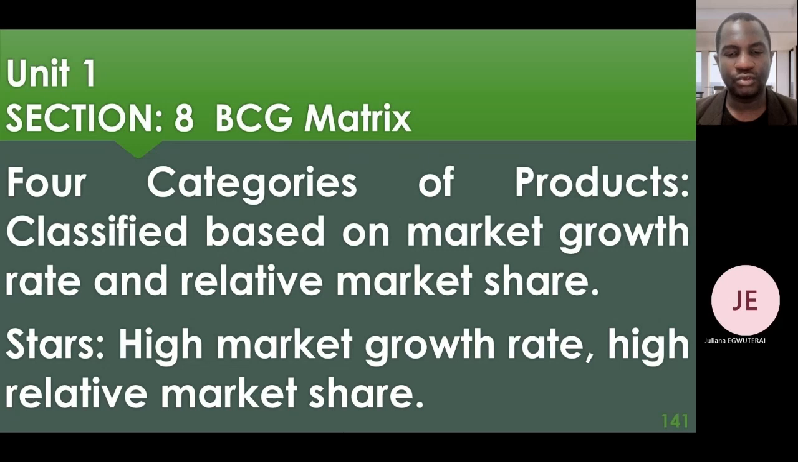So there are 4 components to the BCG matrix, and they are the categories we're talking about. We have stars, and stars are the products that perform very well and are growing highly in the market. They have a dominant market share. So those products are stars.